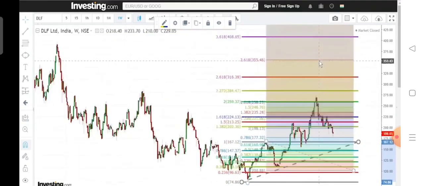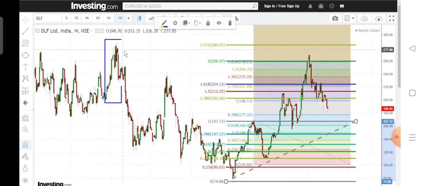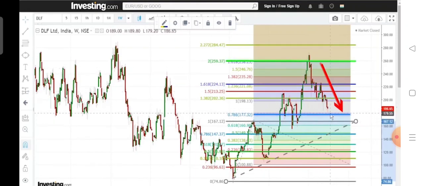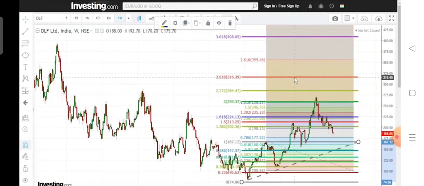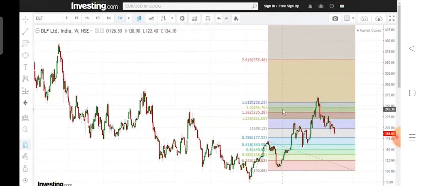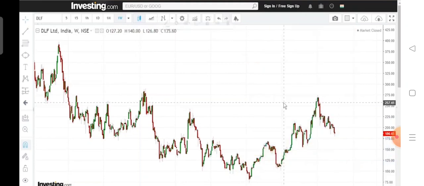Another important point about DLF was that earlier this region was showing highs. So there was a potential that this level could act as a resistance, and as we can see, the market from here turned around and fell a lot from 260 to around 180 odd levels, which is around a 30 to 35% correction. So this I showed here.